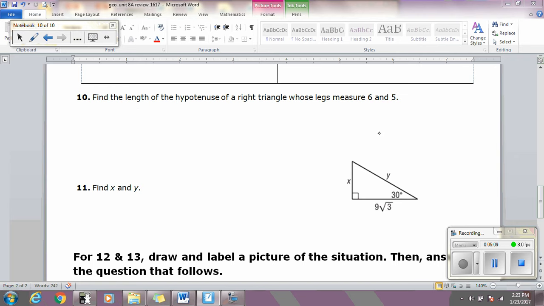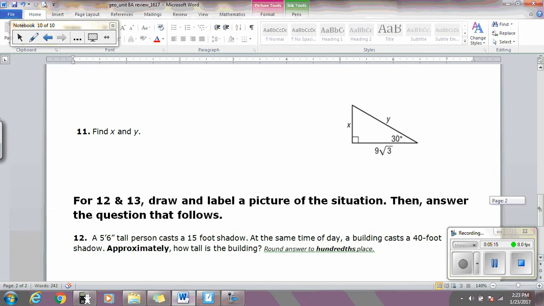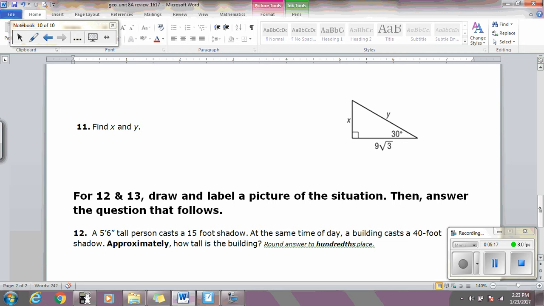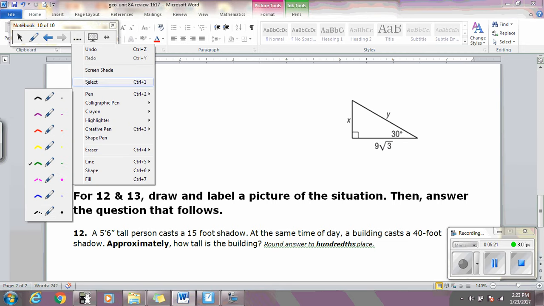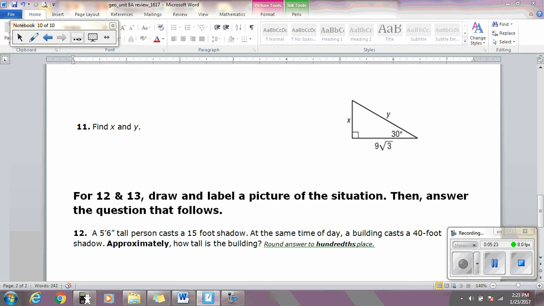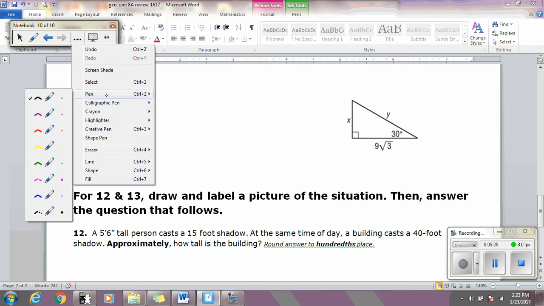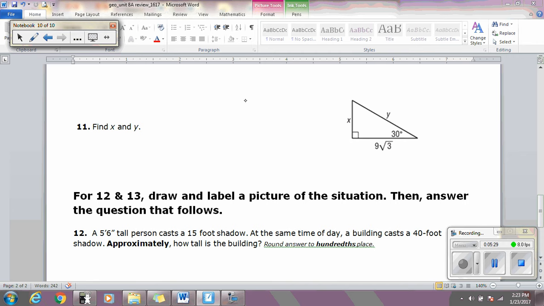Number 11 would like for us to find x and y. This is a lot like our homework from the night of our special right triangles. 11 is the 30, 60, 90 triangle because I see the 90 degree and the 30 degree marked. So that automatically makes the other one 60. But if you want to mark it, there you go.